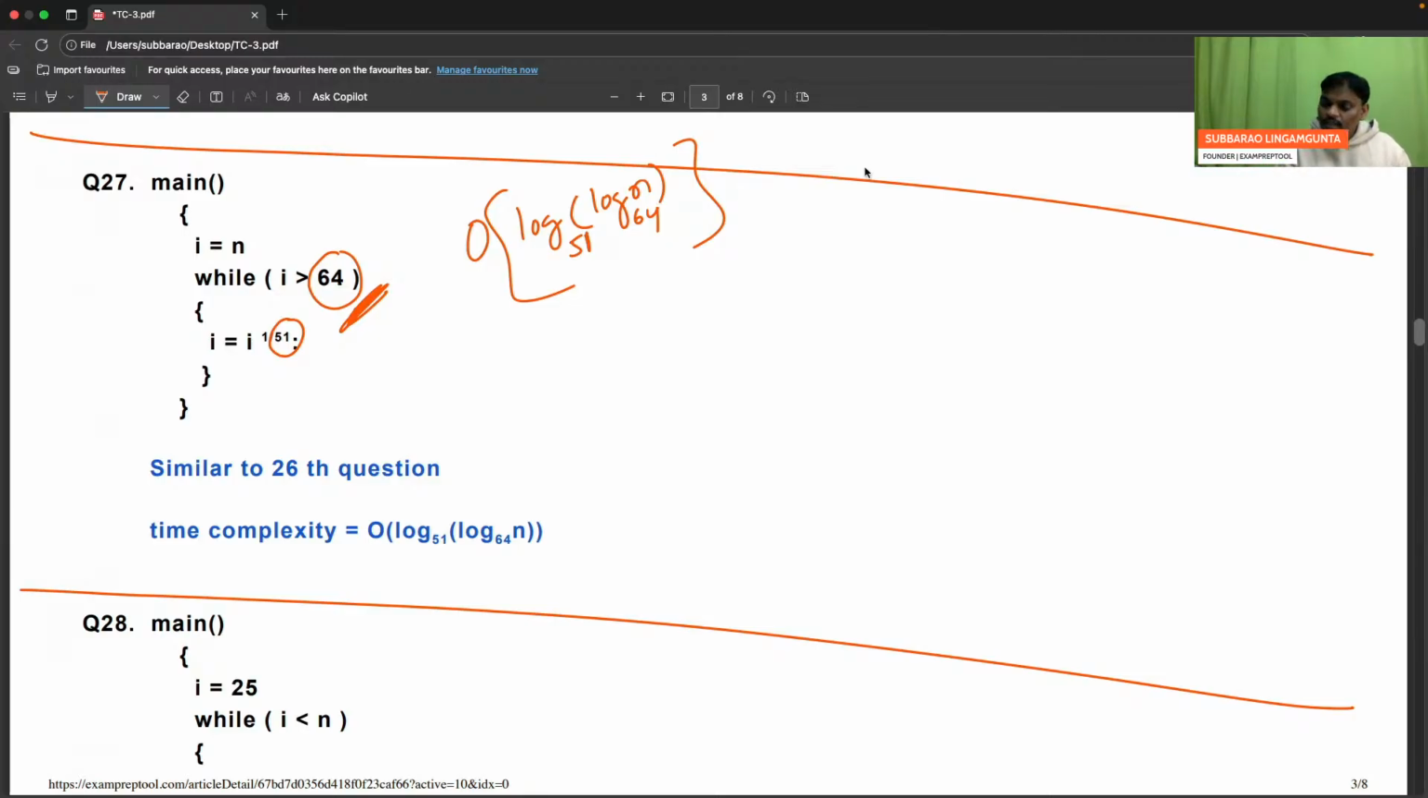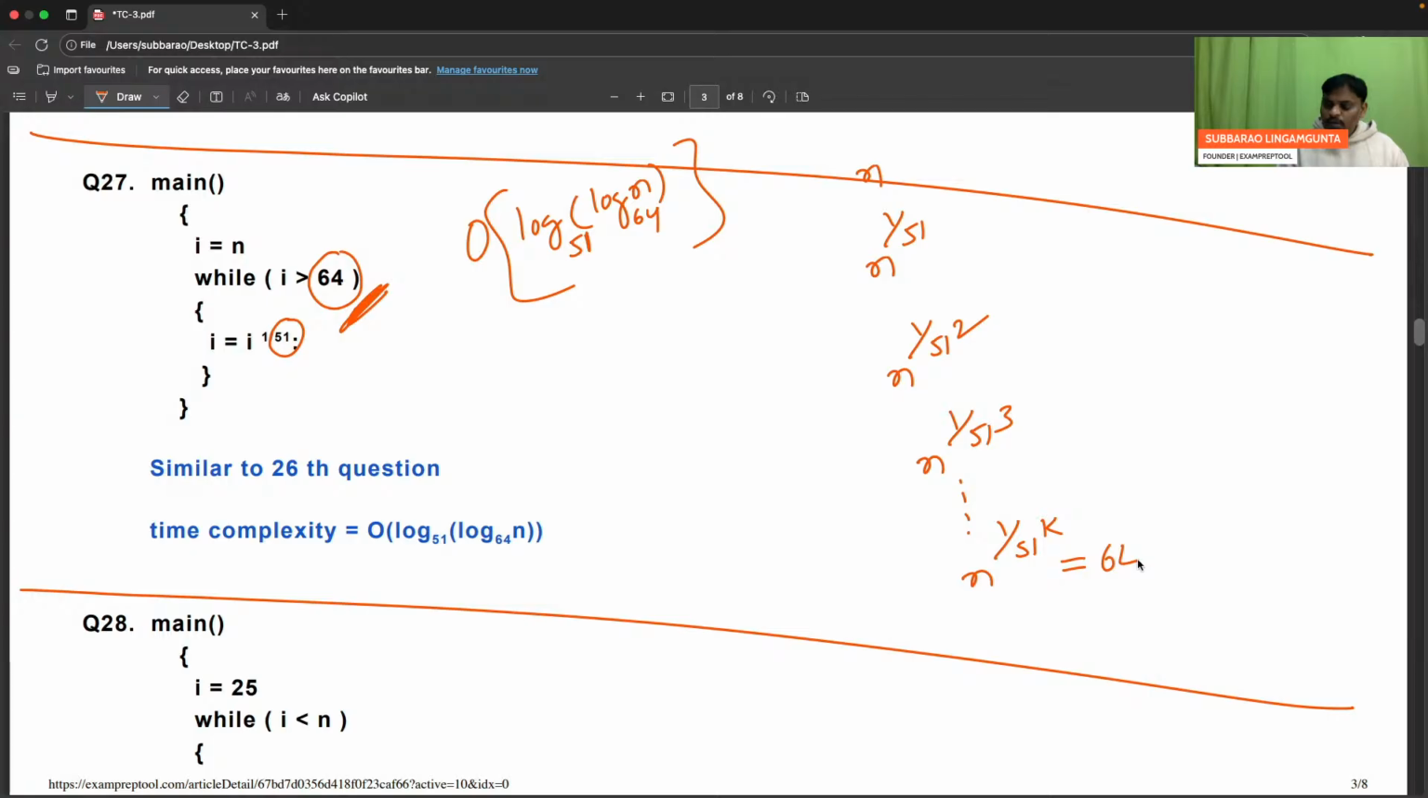Some people are asking, sir, how? Can you see this one? n first. Next one, n power 1 by 51. Next one, n power 1 by 51 square. Next one, n power 1 by 51 cube. Continue. n power 1 by 51 whole power k. Decreasing, almost equal to 64.